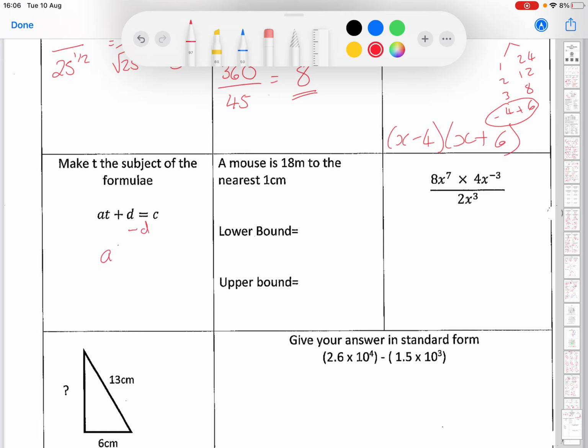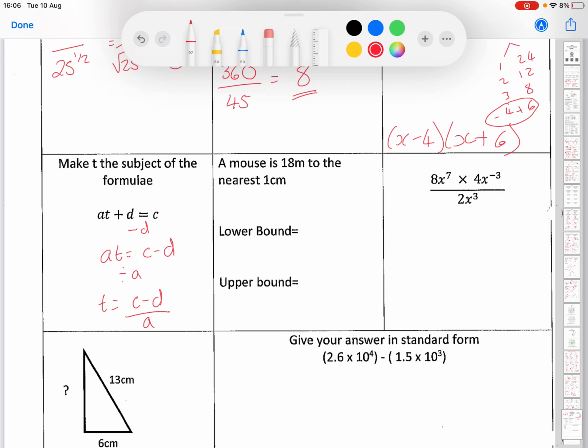Next one, we're going to make t the subject. That's confusing because we're making a the subject. So if I make t the subject, first thing I want to do is get rid of the d. So I'll be left with at is going to be c minus d. Then I want to get rid of the a. So I'm going to divide by a to get t equals c minus d over a.